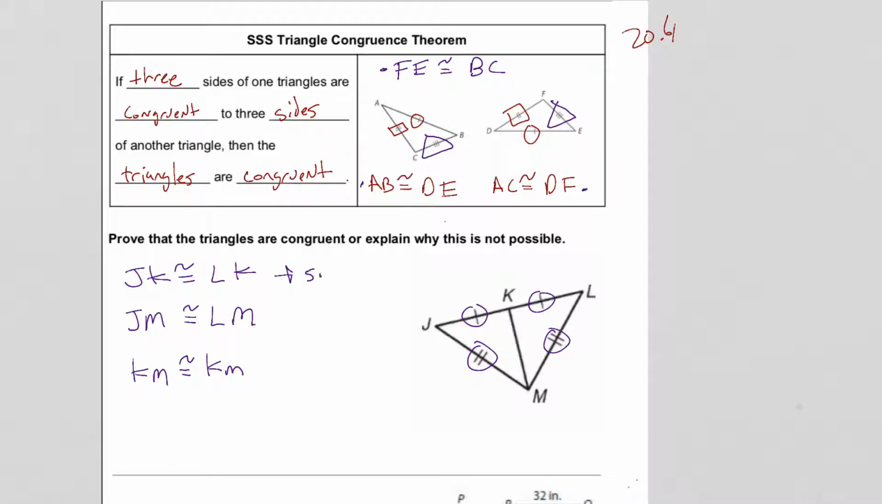So now that we have one side congruent to one side, another side congruent to one side, and now a third side congruent to a third side, in essence, we have the side-side-side congruence theorem. So I'll give you a moment to get that written down, and then we'll move on to the next section.